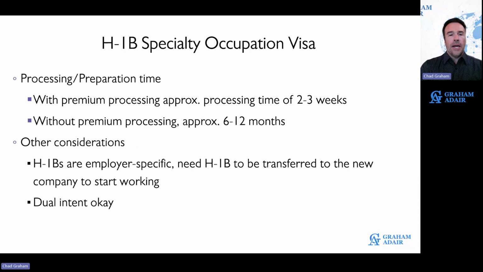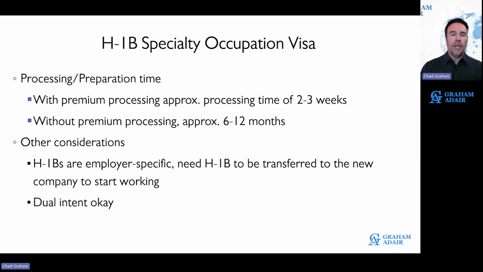In terms of processing time, once all of the information is received, it takes about 2 to 3 weeks to prepare the case. Once the government receives it, they're taking 6 to 12 months to approve those cases. You can file with premium processing. It requires an additional government fee of $2,500, so it's very expensive. But instead of having to wait half a year to a year to get an approval, you can actually get an approval within a few weeks.